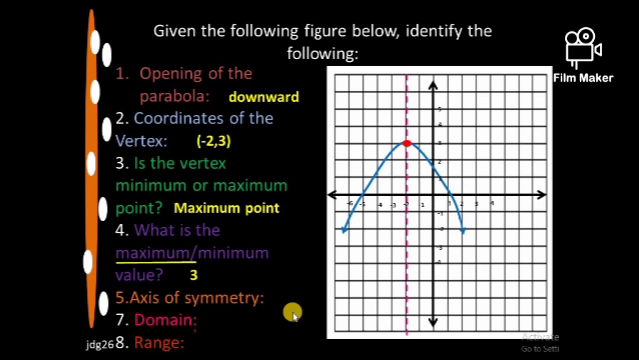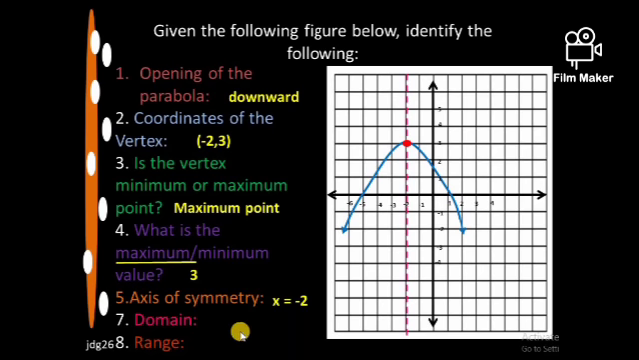What is the axis of symmetry? So the axis of symmetry is a line that divides the graph, or divides the parabola, into two equal parts. So alamin lang natin saang number ba dumaan yung line dun sa x-axis. So makikita natin sa graph, negative 2. Therefore, the axis of symmetry is x equals negative 2. At ang negative 2 is also the value of x in the coordinates of the vertex.